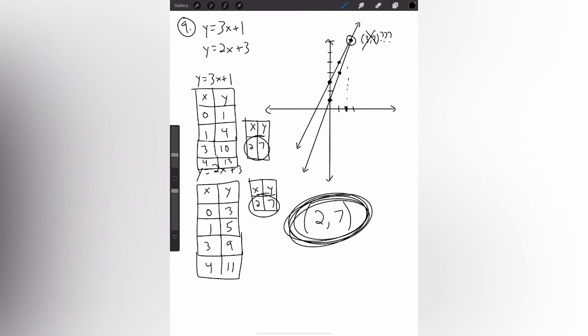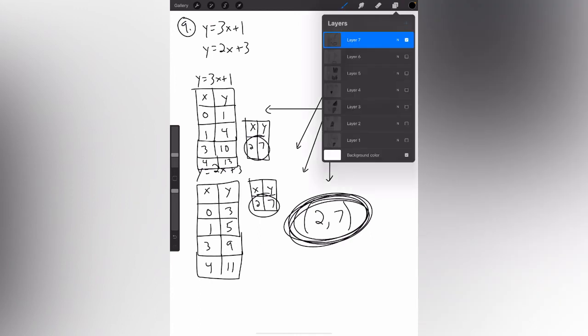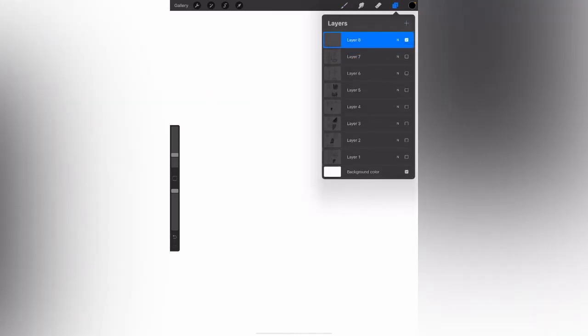Okay, so I've done 8, I've done 9. Now let's move on to number 10. All right, number 10. Number 10 gives me x is equal to negative 3 and y is equal to 5. So this one could seem a little bit tricky, but actually it's really simple. I gave you an easy one.